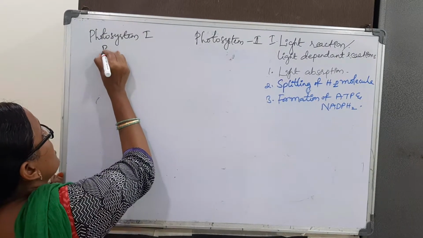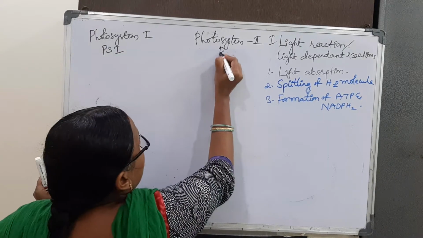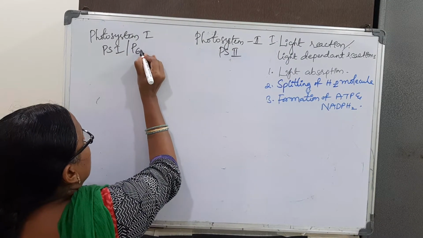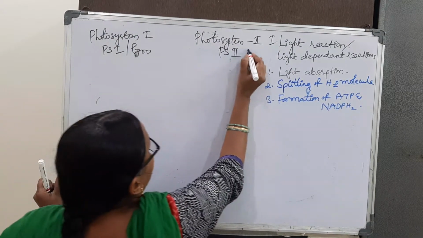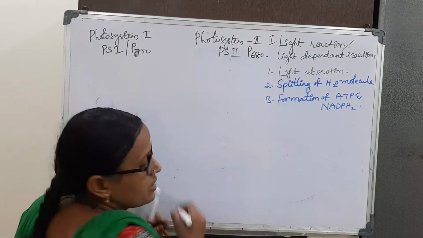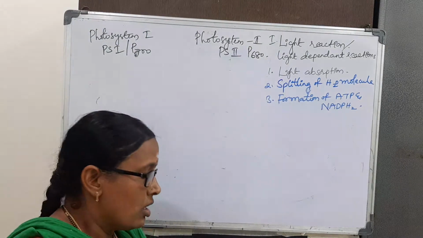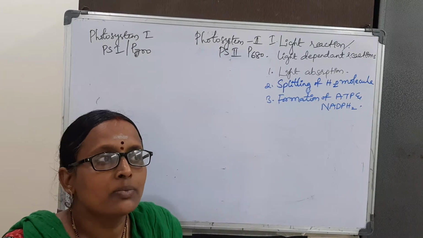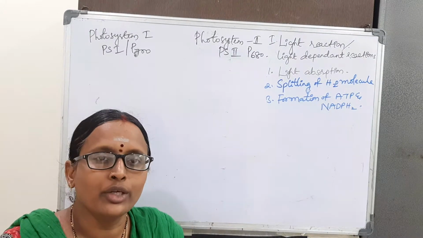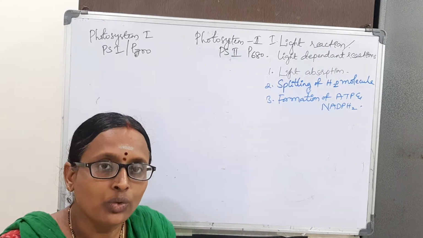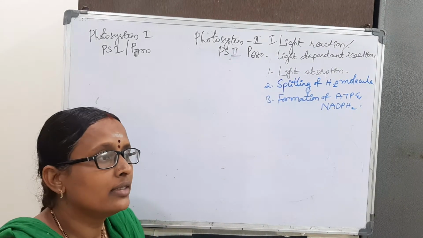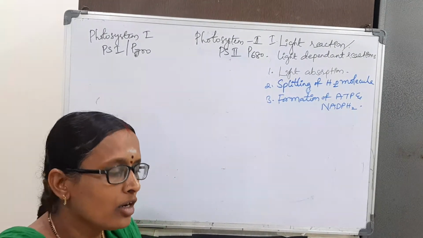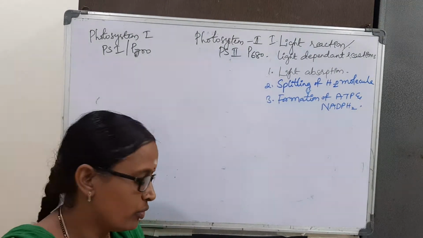We will write them as PS1, PS2 and also as P700 nanometers and P680 nanometers. Why do we write that? In the plants, to capture the light, special pigments are arranged in the form of photosynthetic units. So these photosynthetic units together capture the light, and there are two types of photosystems present in the plants. They are known as photosystem 1 and photosystem 2.